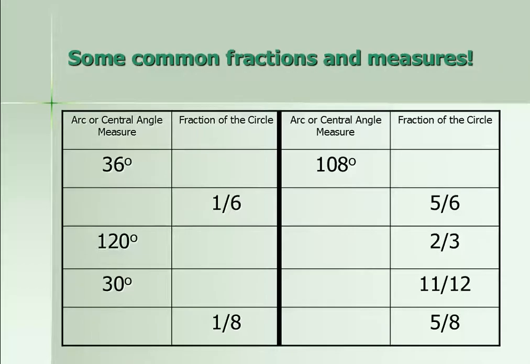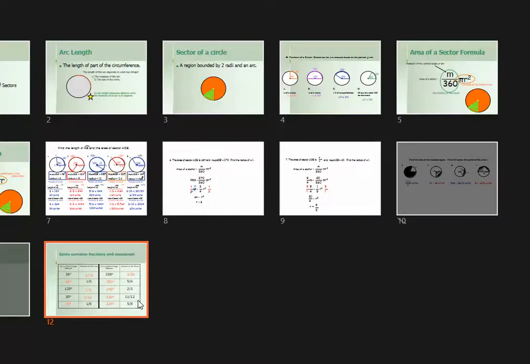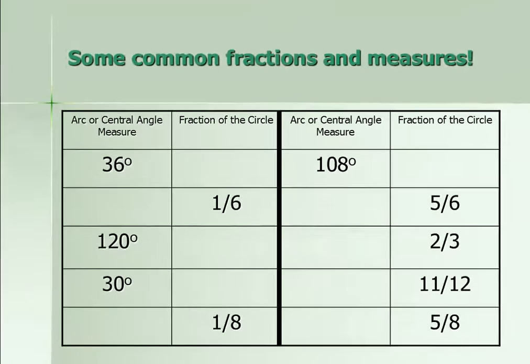Here are some common fractional parts. You might want to write this down just to refer back to, if you're not good at reducing fractions. 36 degrees is 1/10 of a circle. Let's go across. 108 is 3/10.